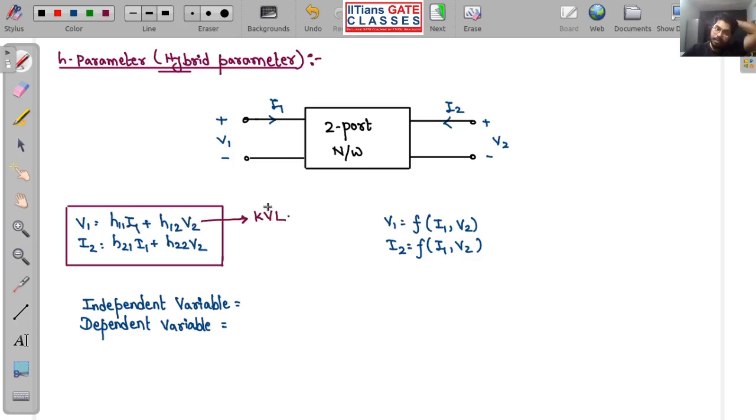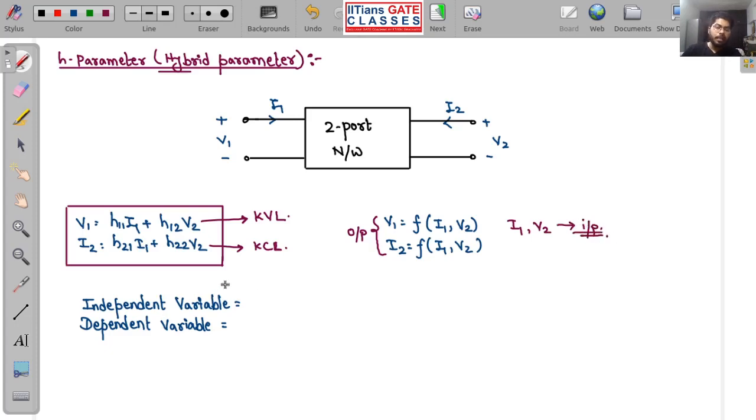That is why, in the H parameter, the input side is KVL and the output side is written in KCL format. Why? Because I2 is equal to H21 I1 plus H22 V2. Now here the outputs are V1 and I2. Output is the set of V1 and I2. What are my inputs here? The inputs are I1 and V2.